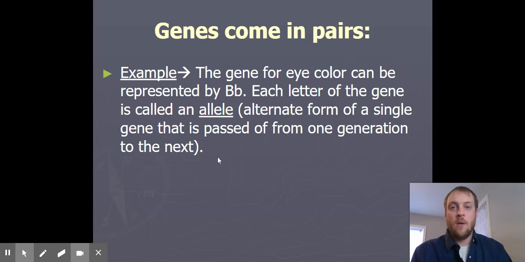Before we get into that, however, you should be aware that any version of the trait, in that past example, you had round peas and wrinkled peas, the versions of those traits are called alleles. So you would have an allele for a round pea, and you'd also have an allele for the wrinkled version of that trait, for the wrinkled pea.